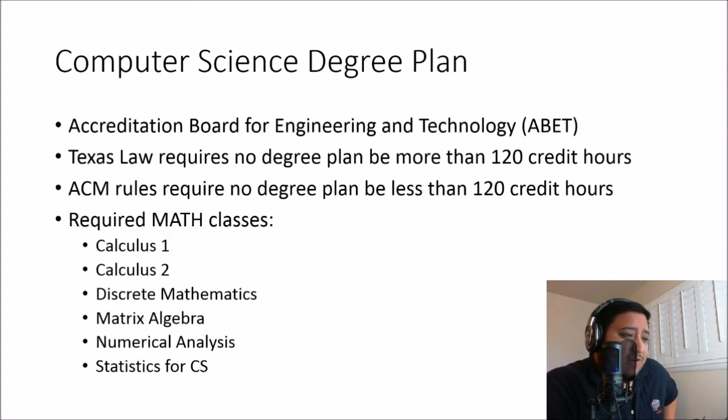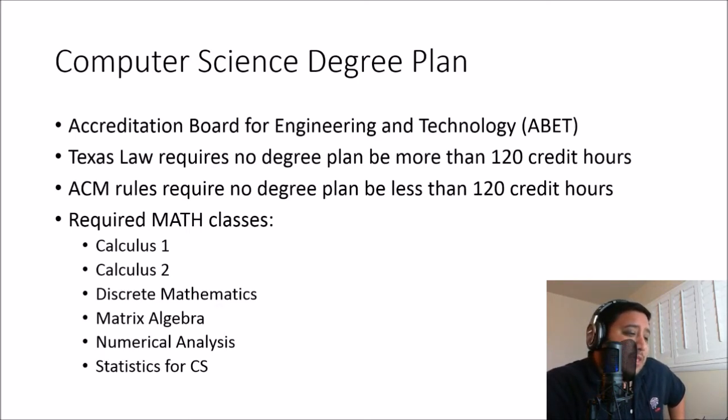So I want to show you a sample degree plan. And this is an ABET accredited school with a 120-hour degree plan. And that's only because this was in Texas, and Texas law said no degree should be less than 120 credit hours. And it was also a school associated with ACM, which said that no degree associated with ACM should be less than 120 hours. Go figure.